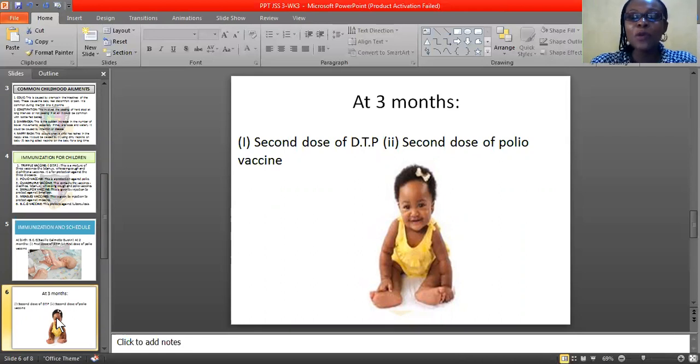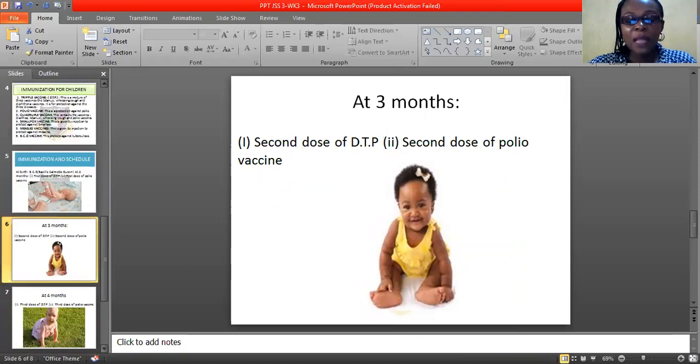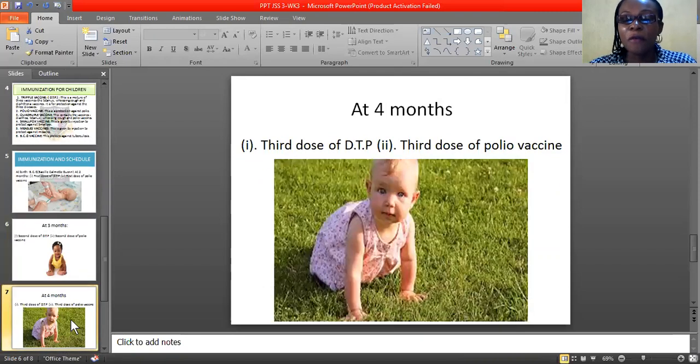Are you getting? Because as the child is growing, they make sure that they give the child the vaccine that will be equipping the child in the environment where she or he is growing. Now, let us look at the vaccine for the 4th month. At the 4th month, the child is to take the 4th dose of this DTP and the 3rd dose of polio vaccine. You can see that it's dose by dose.